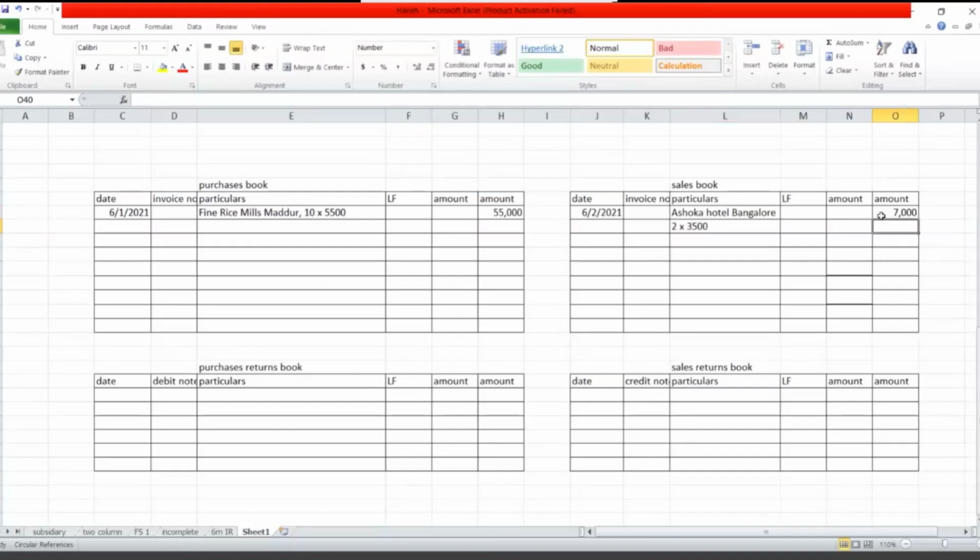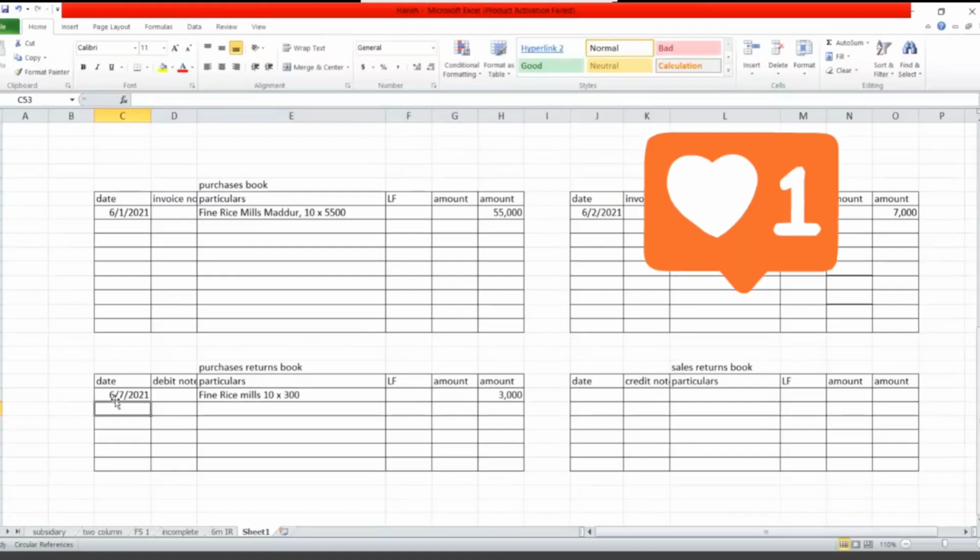Next transaction: sent a debit note to Fine Rice Mills. They mentioned clearly, debit note. It will be shown in the purchase returns book. When was the date? June 7th. Fine Rice Mills. How much? 300 rupees per bag. Total how many bags were there? 10 bags. 10 into 300, how much will you get? 3,000 rupees.